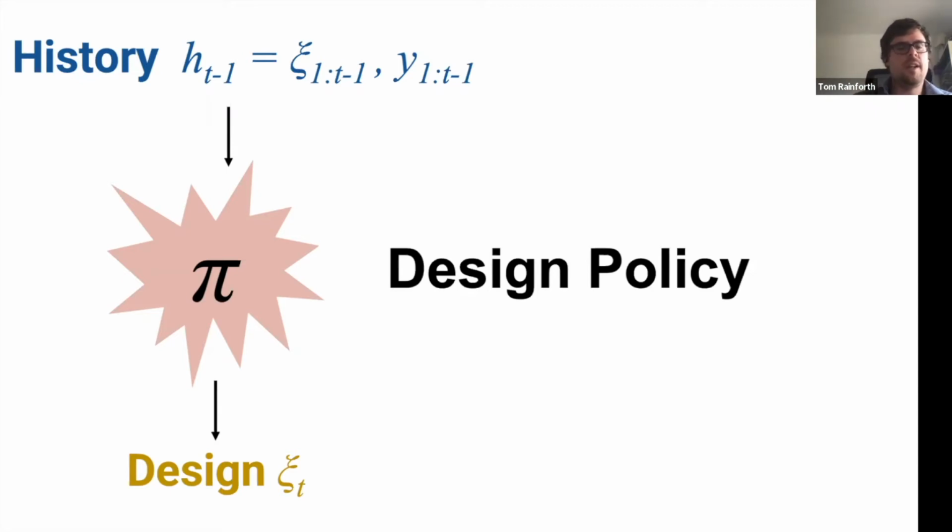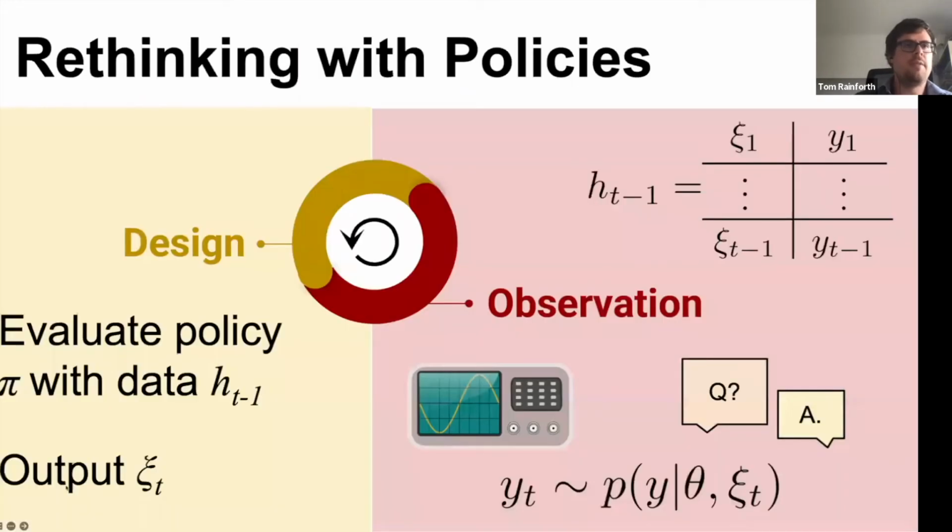But if we do this well and learn this policy as a neural network, it can allow us to do the design pretty much instantaneously. So we're just learning some mapping function that takes history and predicts designs. And if we can do that, then we're golden. We can run things very quickly, and we'll just have an experiment where each time we just evaluate this pi. We'll feed it the data we've seen so far. So we'll evaluate pi with data h_{t-1}. That will output the next design xi_t.